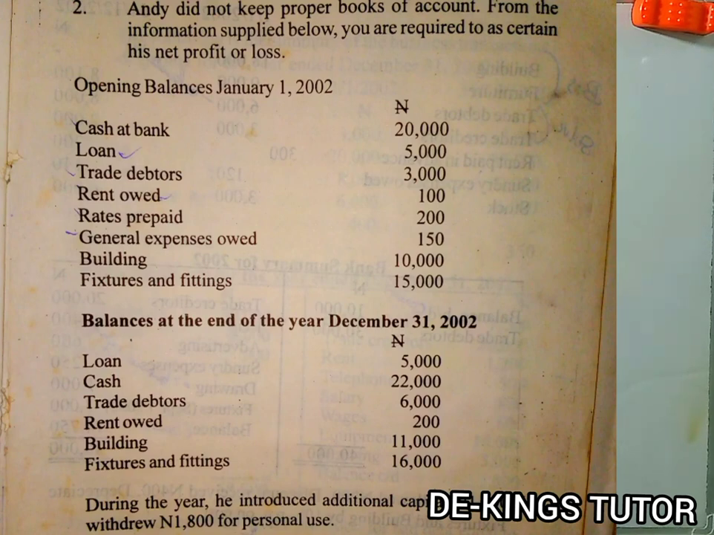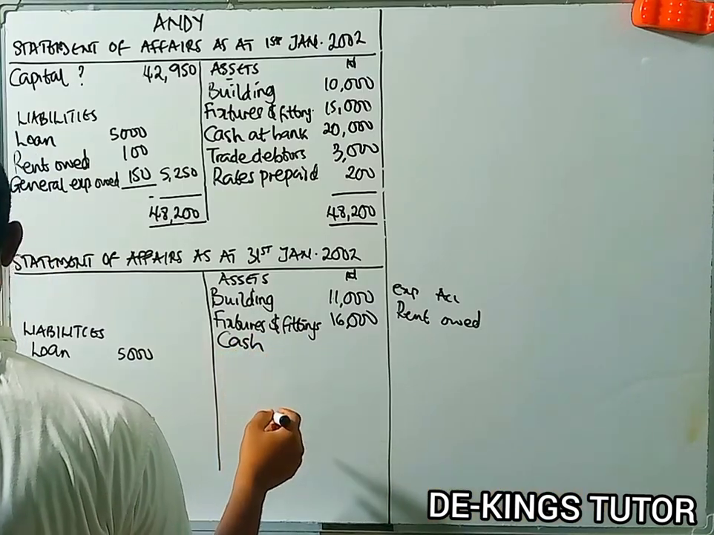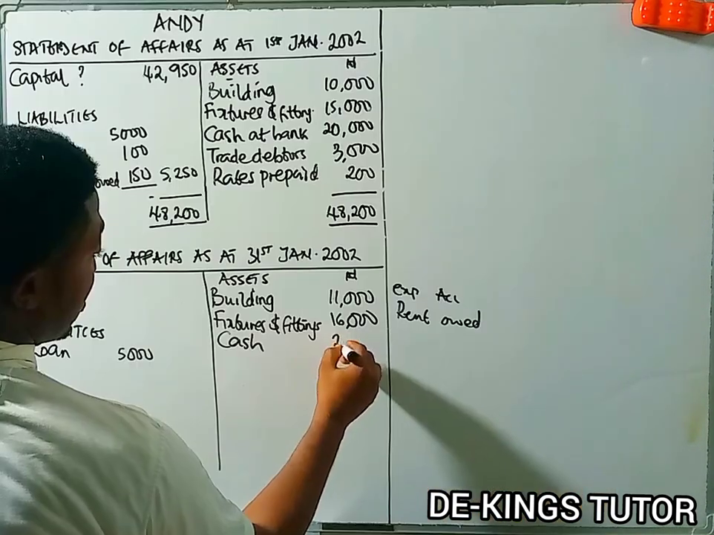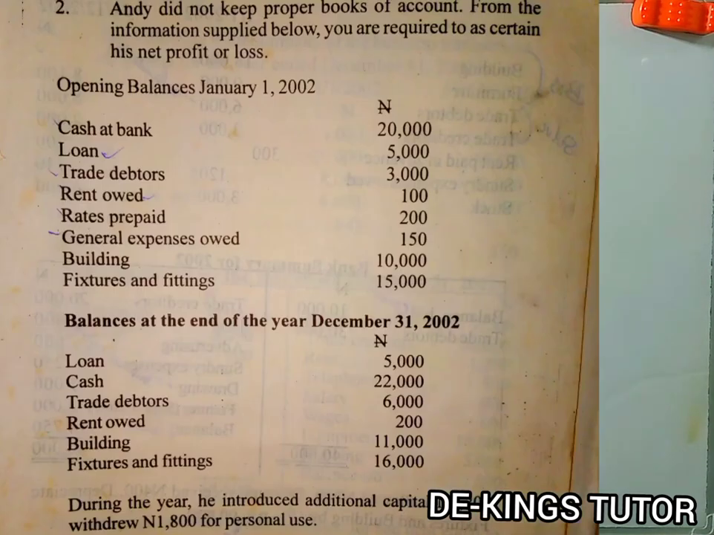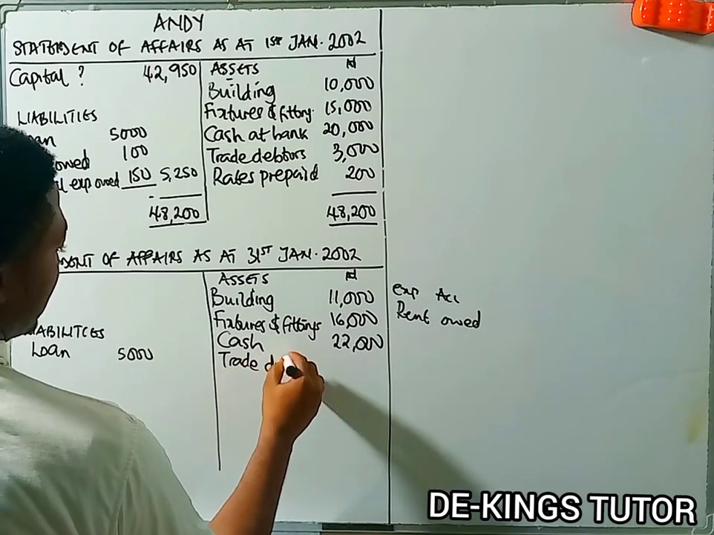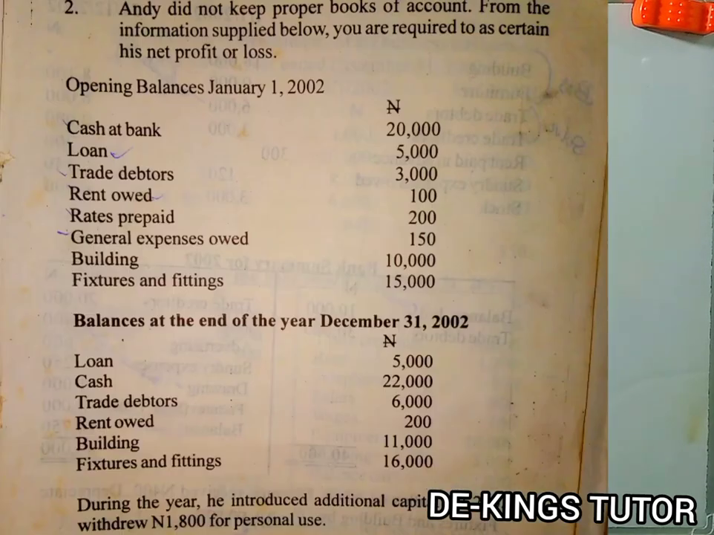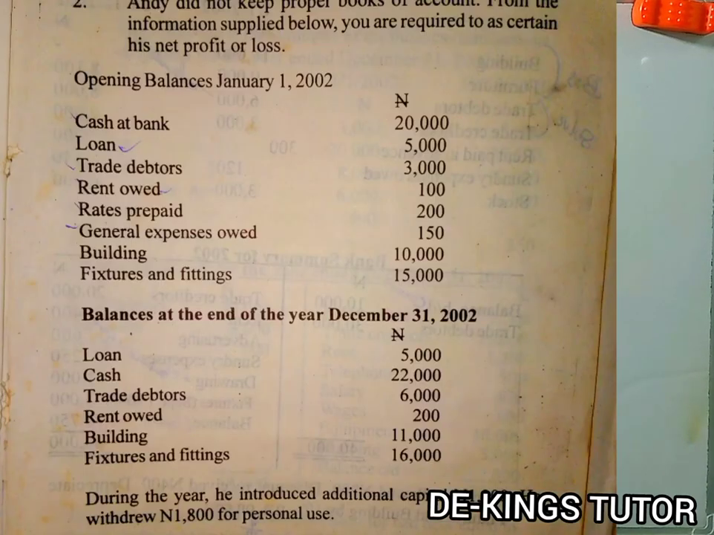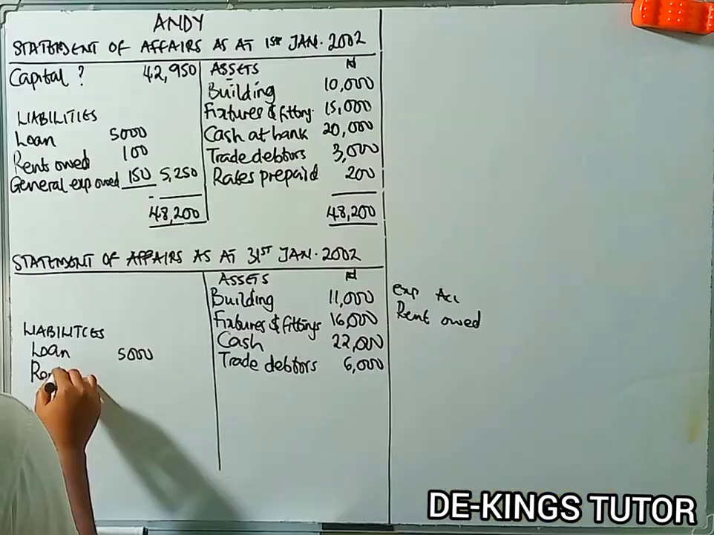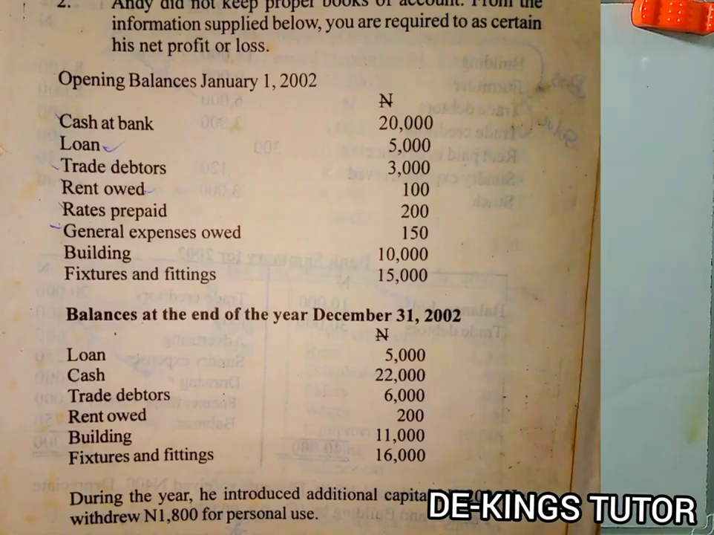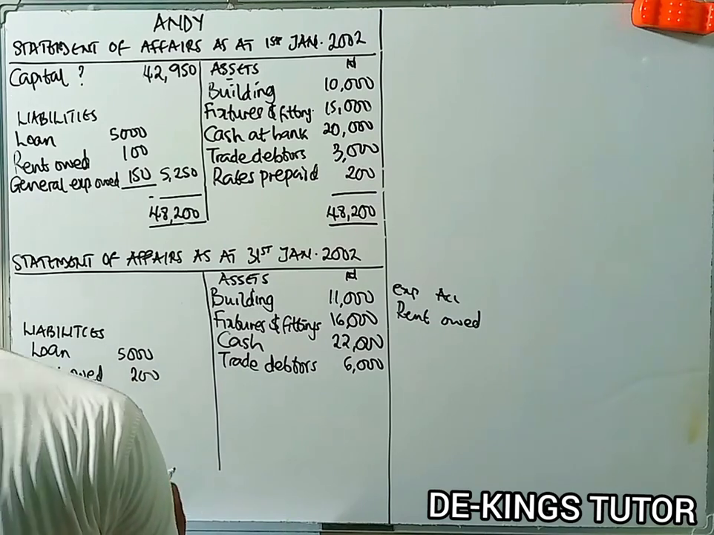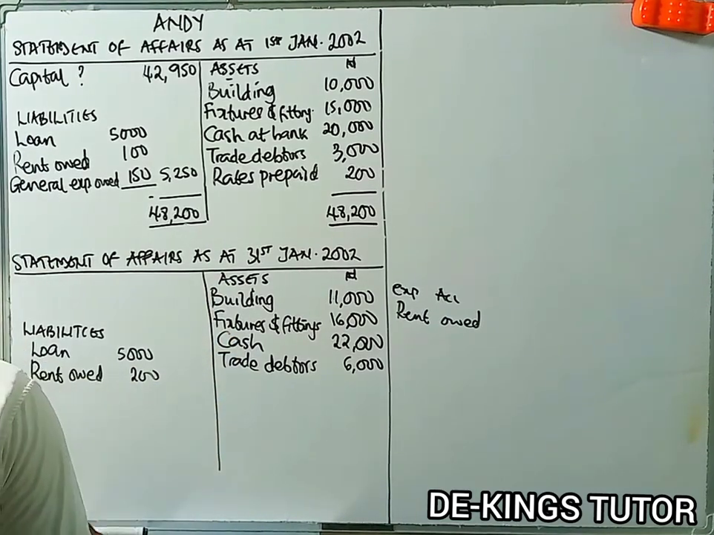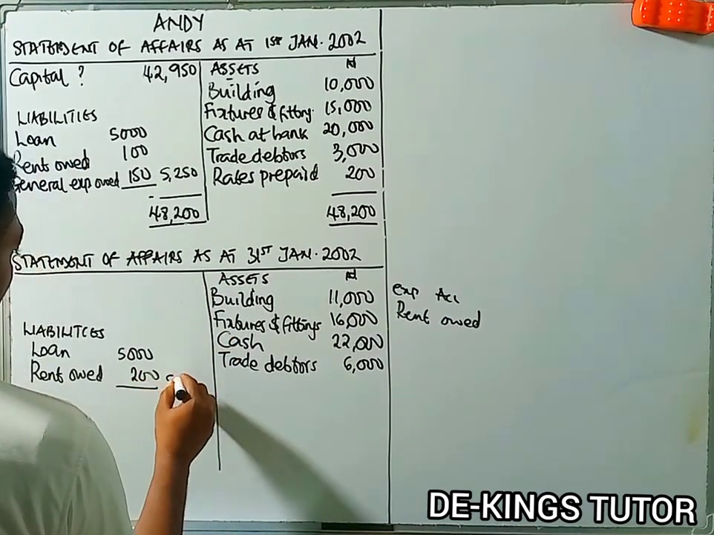Let's start from the top now. We've done loan, then cash. Cash is how much? 22,000. The next one, we have trade debtors. Trade debtors, how much? 6,000. Then rent owed. Rent owed, we have interpreted that as a liability. How much is it? 200. Then we have done building and fixtures. Okay, so now let's do this. 5,000 plus 200 gives us 5,200.